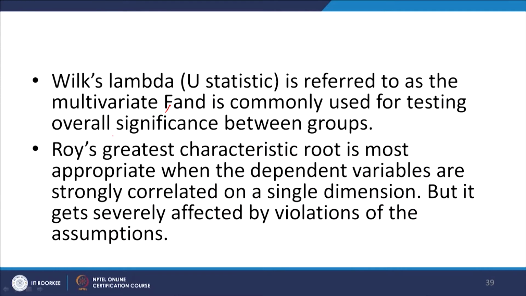So, Wilks' lambda is referred to as the multivariate F and is commonly used for testing overall significance between groups. Roy's greatest characteristic root is also appropriate when the dependent variables are strongly correlated on a single dimension, but it gets severely affected by violations of the assumption. Otherwise, if your dependent variables are strongly correlated, then you should go for Roy's greatest characteristic root, right. Now, what we will do is solve a problem on SPSS.